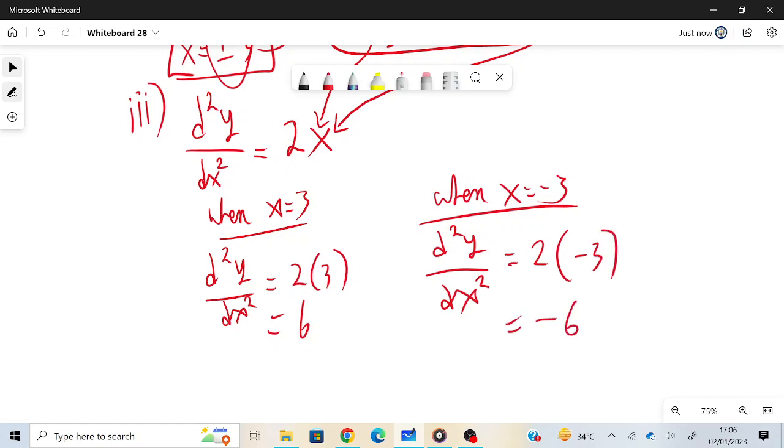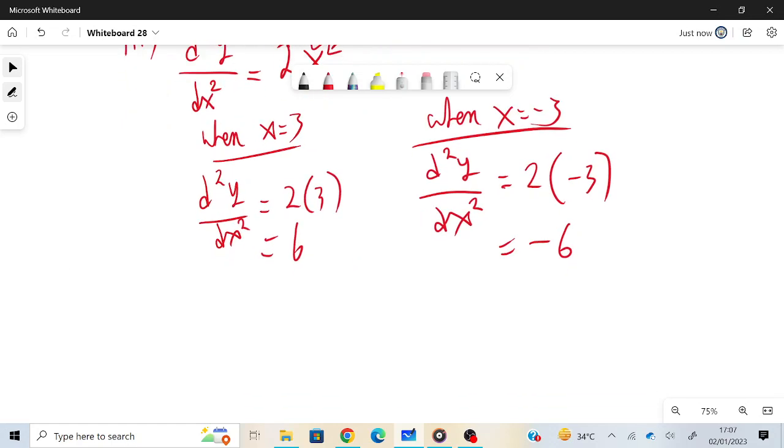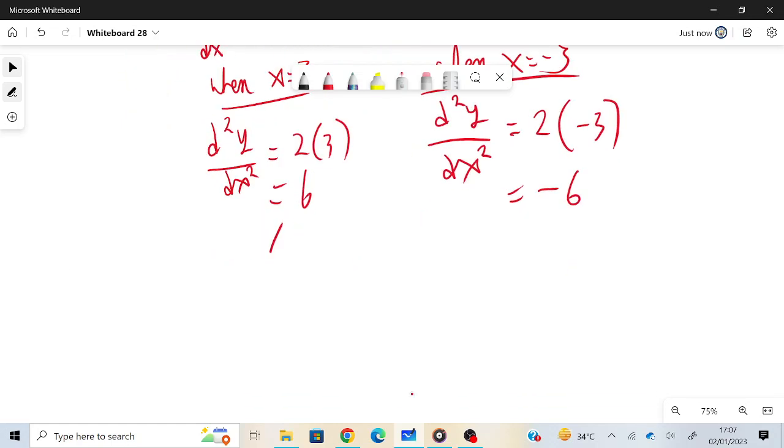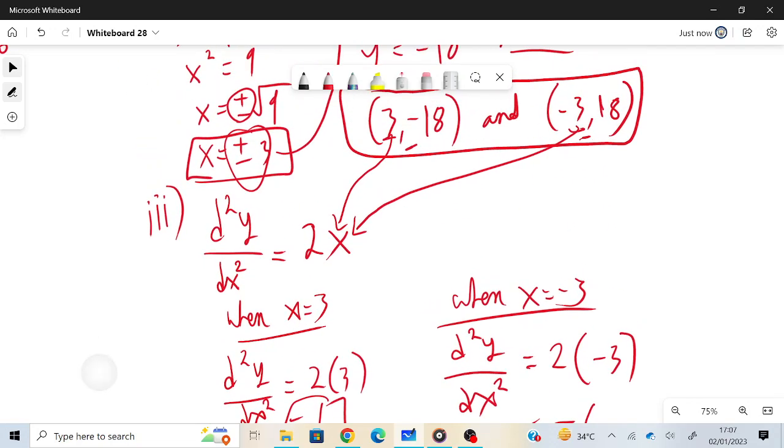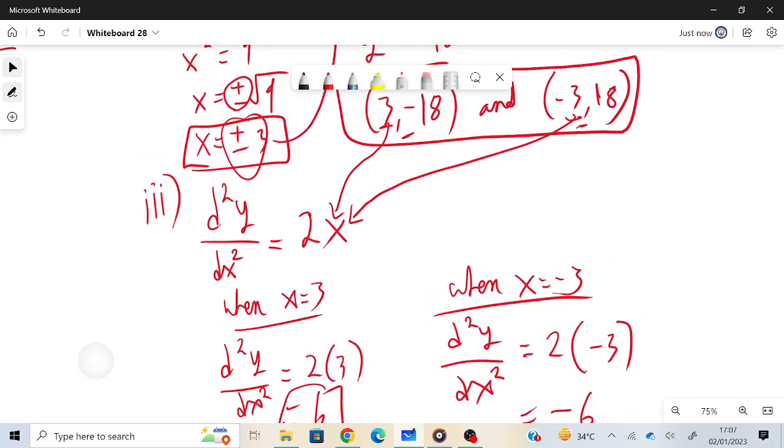And remember, as I said, if it's greater than 0, it's a minimum point. So this point here is a minimum. And when I say this point, I don't mean that 6 is a minimum. No, the coordinate (3, minus 18) is minimum, because that's the x value we inserted.